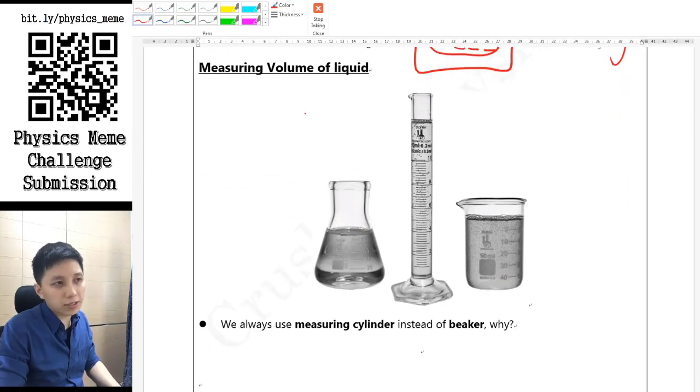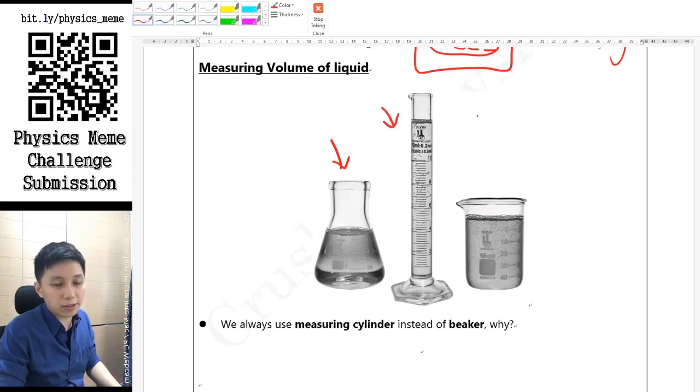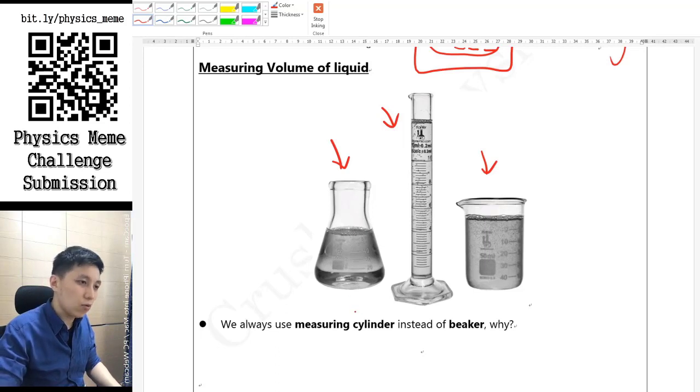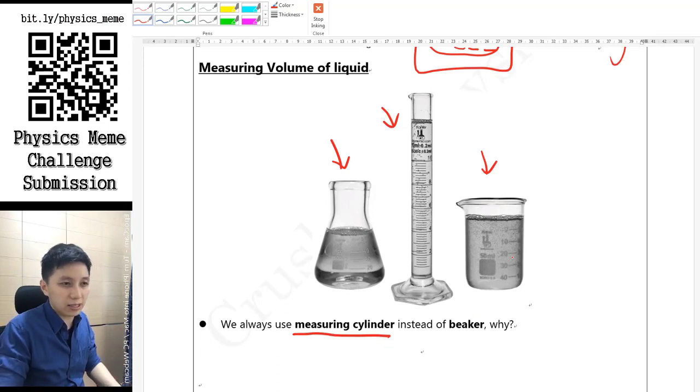So on your screen, you can see there are three kinds of glassware you may choose for measuring the volume of a liquid. Here is a conical flask. In the middle, this is called the measuring cylinder. And lastly, this is called the beaker. Probably you have used all of these in junior science. The question I would like to ask you is, in physics, we always use measuring cylinder for measuring the volume of a liquid instead of the other two. Can you explain why?